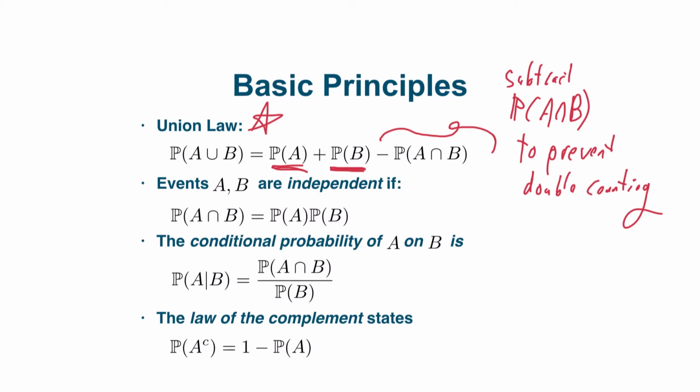So the union rule, or the union law, is somehow the simplest and most fundamental probability rule. But people always seem to forget to subtract the probability of A intersect B. So it's very common to be asked questions where I'll ask you to find the probability that a union of things happen, that A or B happens. Don't forget to subtract the probability that they both happen. It's a very common mistake.